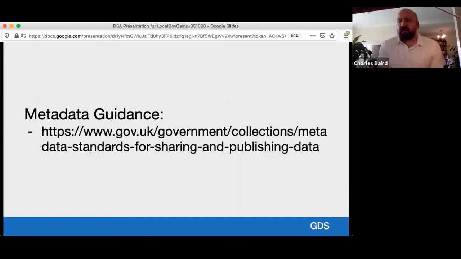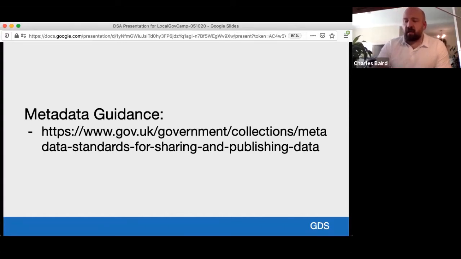So we talked about the metadata guidance that was published in July. That's the incredibly unwieldy URL, which I will share later, so you don't need to write it down now. But as I say, that was our first deliverable and the first step on this particular journey for us.